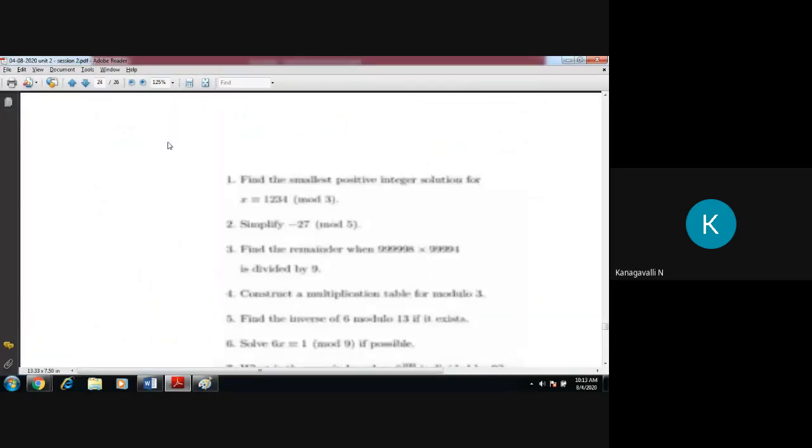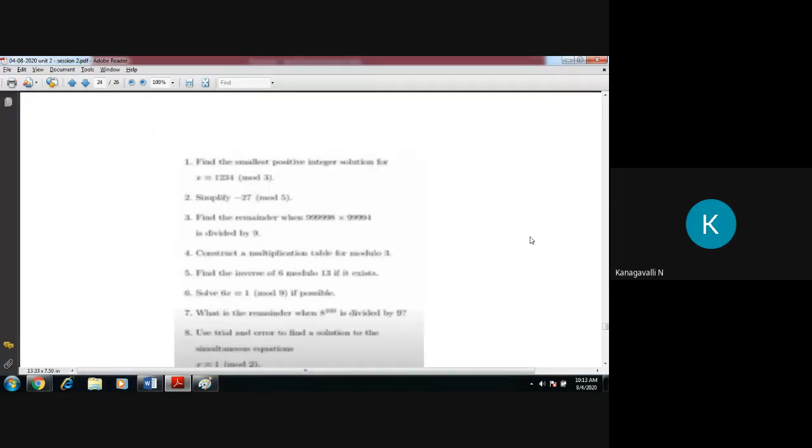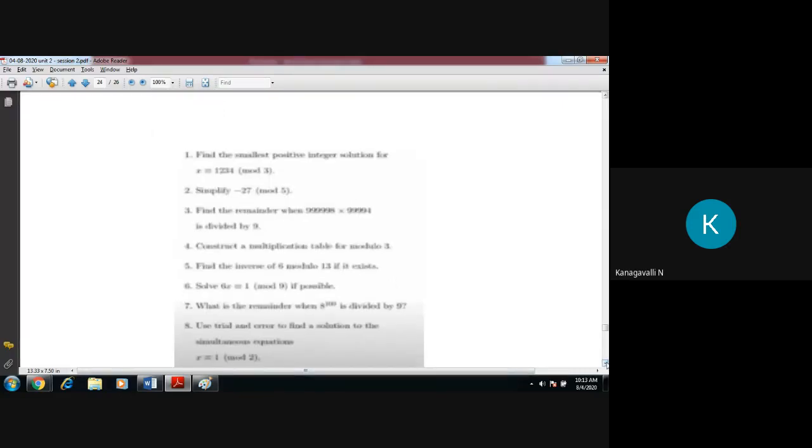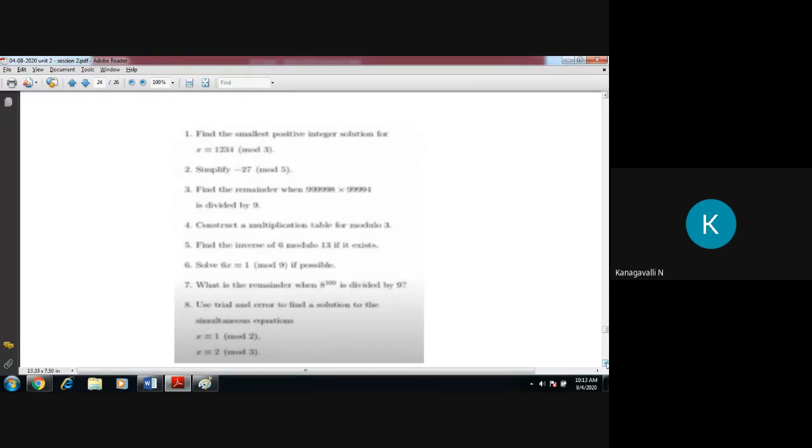Maybe it is clear. Please take a picture of this sum. We will see the answer in tomorrow's class, right? Maybe I'll put it in your Google Classroom also. Please take your homework from this page and we will check tomorrow.